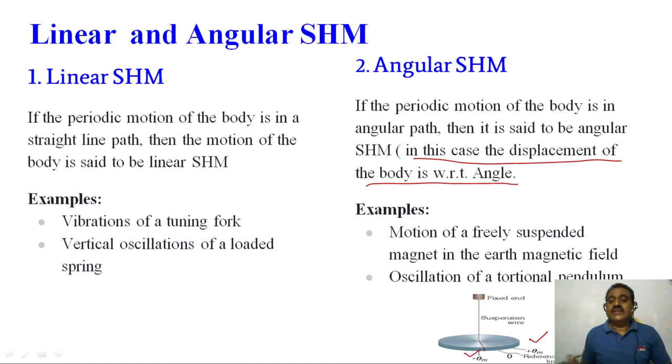These are the main differences between linear simple harmonic motion and angular simple harmonic motion. If the periodic motion of the body is in a straight line path, then the simple harmonic motion is called linear simple harmonic motion. If the periodic motion of the body is in an angular path, then the simple harmonic motion is called angular simple harmonic motion.